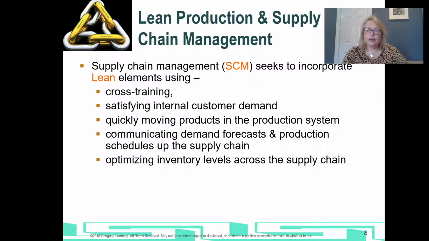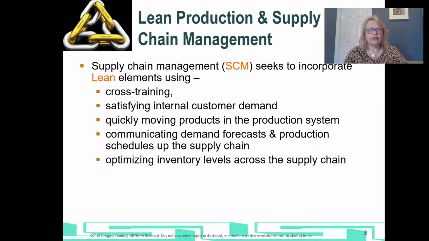So we want to make sure that I'm getting everything that we need to the next person in the line. Making sure that products are moving through the production system, making sure that we're communicating what the forecast is and what the production schedule is going to be, and making sure we're not ever carrying too much inventory. We have the right amount of inventory, but not too much. We don't want to run out, but we don't want to have too much.